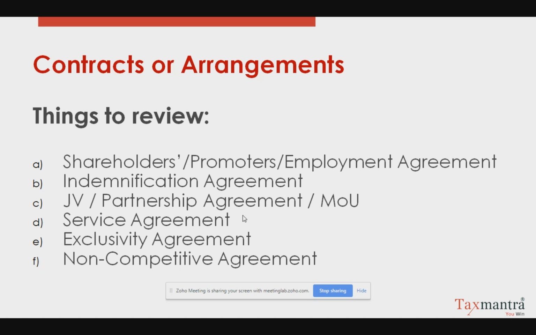Apart from that, the investors can also check various other things, like if there is any power of attorney being signed, if there are any customer or supplier contracts being signed, any lease agreement or equity finance agreement. So there can be a number of agreements which the company may sign, but these are a few important ones.